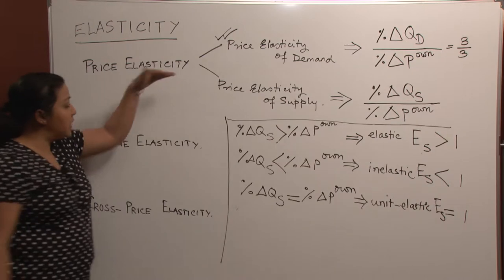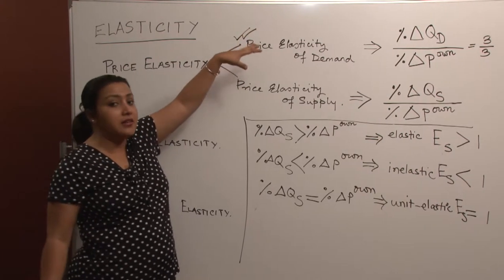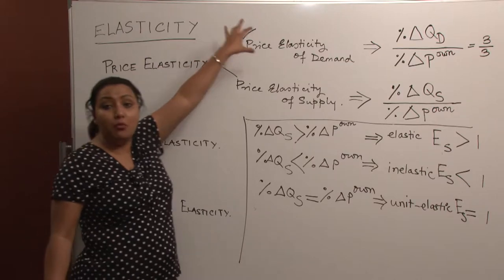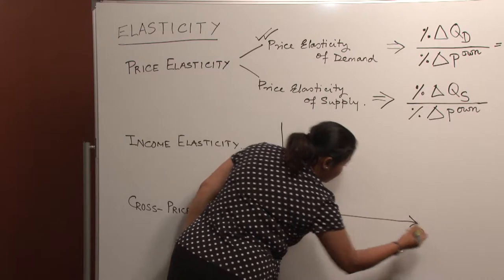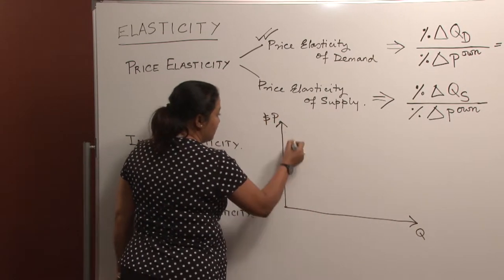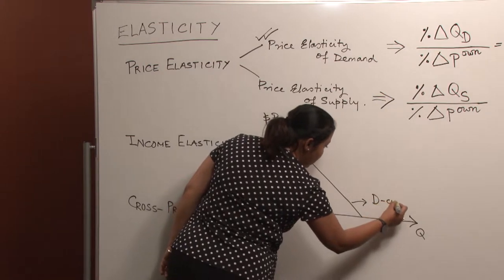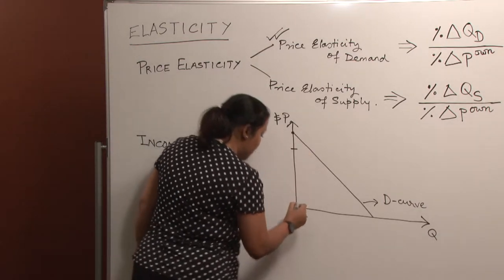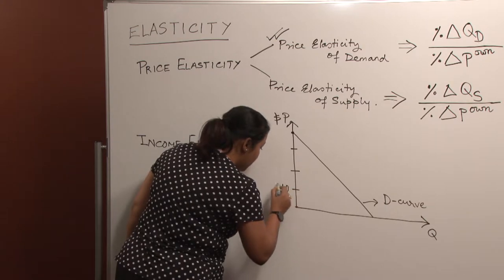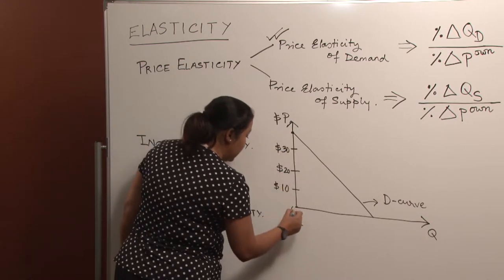Now, once we have understood what is price elasticity of demand and price elasticity of supply, let's go a little bit deeper. Let's study this a little bit deeper, because I said that from the context of this class, we will concentrate more on price elasticity of demand. Let's say we have a demand curve, and the demand curve is our D curve. And we have some numbers. Once again, I'm cooking up these numbers, so you could really use any number.